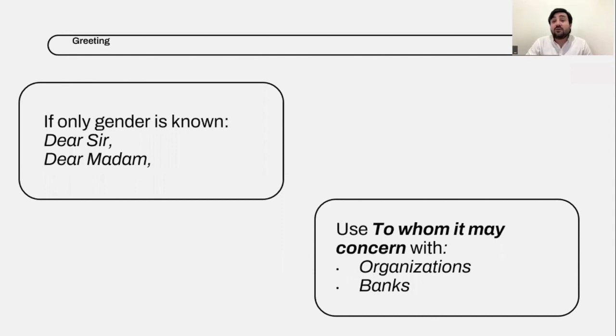Now, if only the gender is known and no last name is known, you can always go with Dear Sir or Dear Madam. Now, if you're writing to a formal institution, such as a bank or any other organization, you can always use To Whom It May Concern.